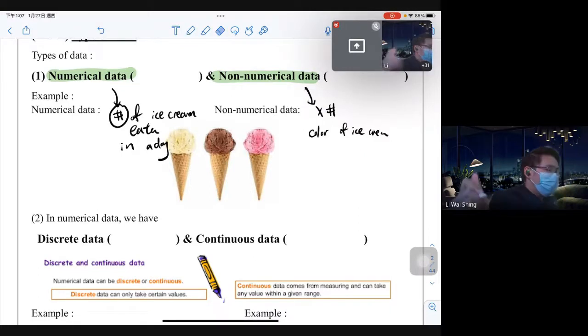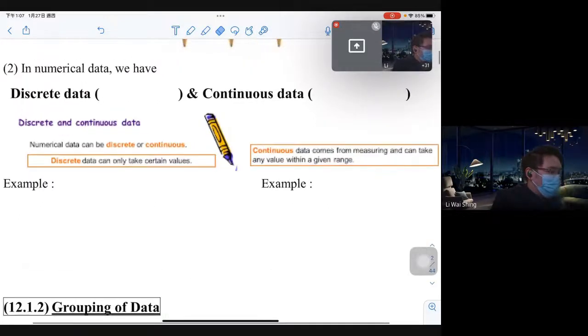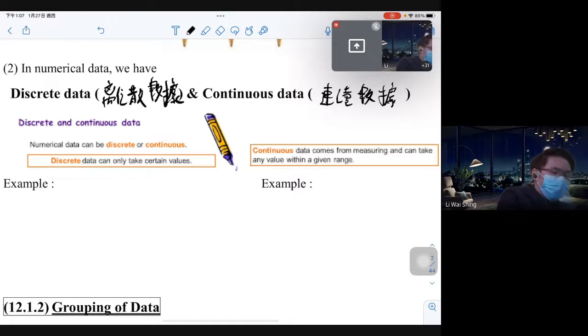Okay, and non-numerical, 非數據資料. Okay, and then the second one, we call it discrete and continuous. Discrete Chinese 離散. This is more important. 離散數據. And for continuous data, 連續數據. Guess, what are the differences?